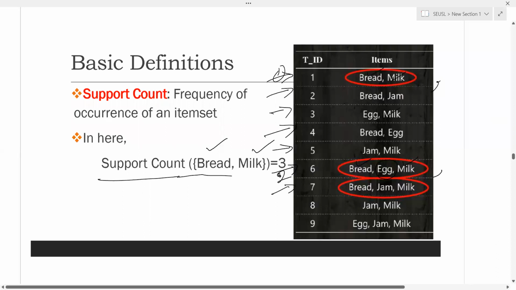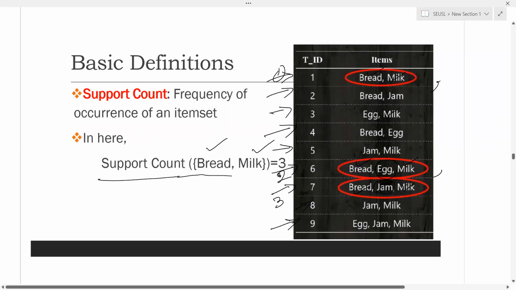This one also has bread and milk. Even though the person bought jam as well, we don't think about that. We are looking, and these two are there. Now, how many is the support count? We look at the 8th one. There is no bread. What about the ninth one? There is no bread. So how many transactions contain bread and milk?